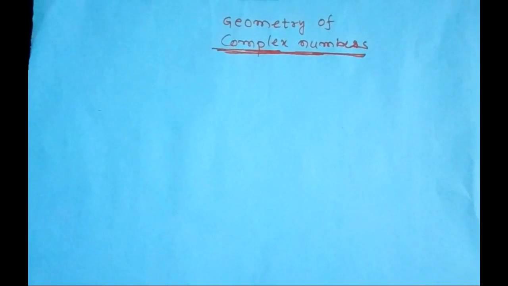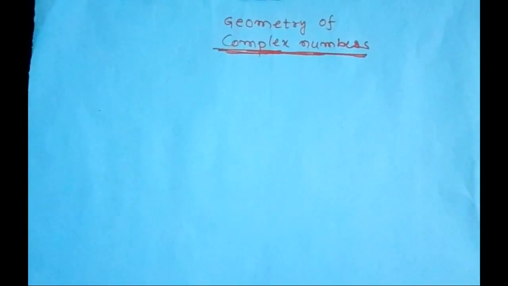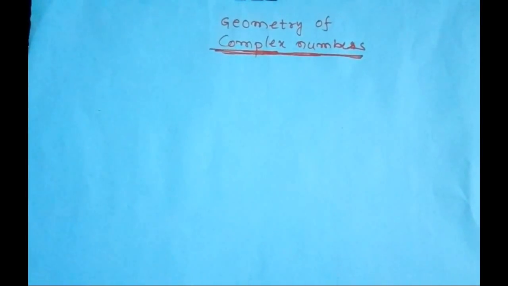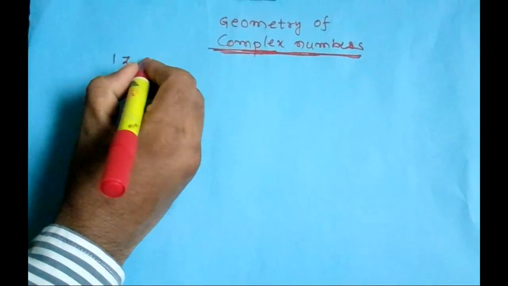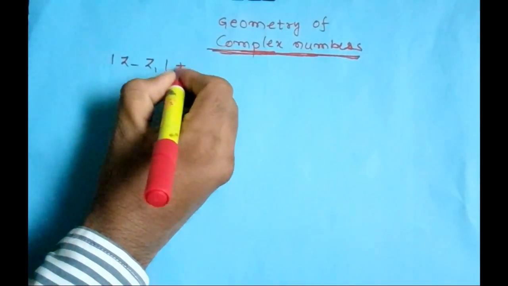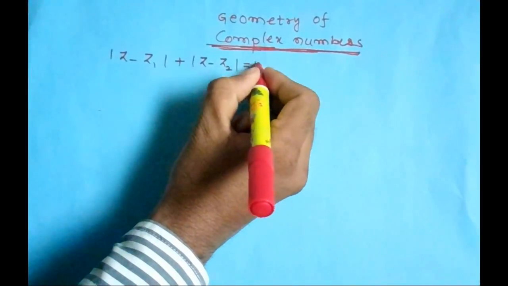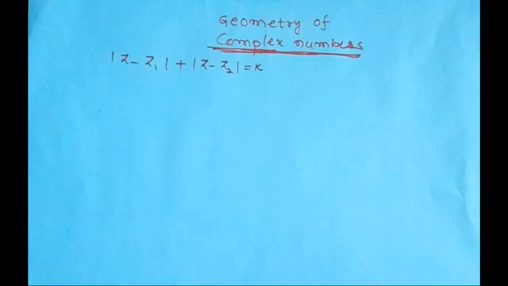Okay, now in this video we will discuss the next part. Like we discussed in the previous parts 1, 2, 3, modulus of z minus z1 minus modulus of z minus z2 equals k. Now today, modulus of z minus z1 plus modulus of z minus z2 equals k. So what does it represent? What is the locus of z?